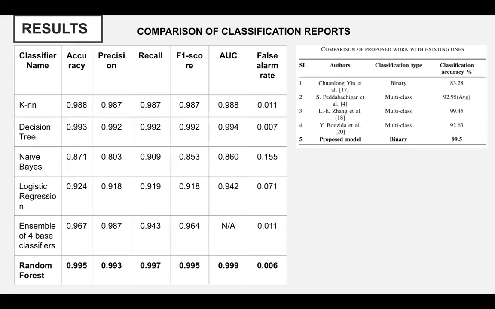So this is the classification report of the classifiers, where accuracy, precision, recall, F1 score, area under the ROC curve, and false alarm rate are the 6 parameters based on what the performances were measured. After considering all the measurement, we can see that random forest performed best. On the right side, there are some existing works where authors have used different methodology for the same objective, but the proposed method surpasses them.